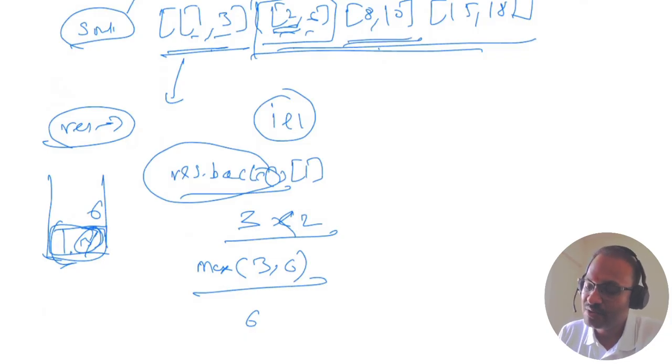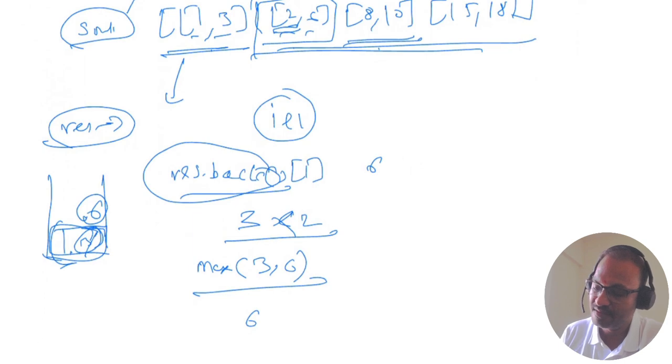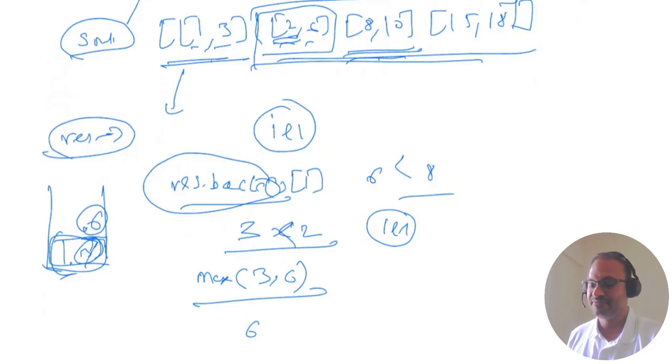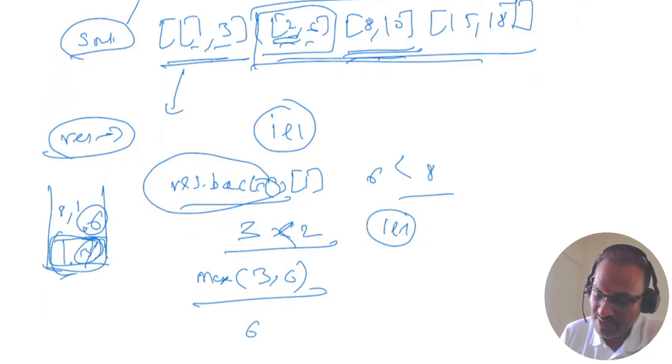In the next run, we have 8 and 10. The last element we have inserted is 6. So I will compare: 6 is less than 8, yes. If it is yes, then I will definitely increase the index and straight away insert that, because there is no overlap with the comparison. So I will insert 8 and 10. Again, I will compare 10 with 15, which is anyway not overlapping, so I will insert the last one.